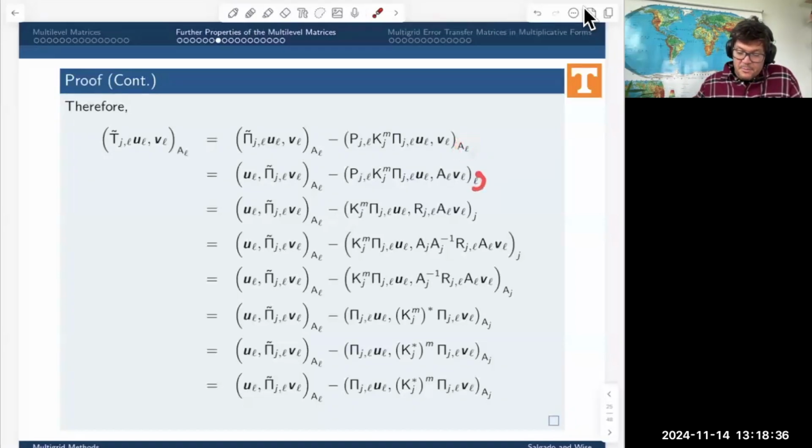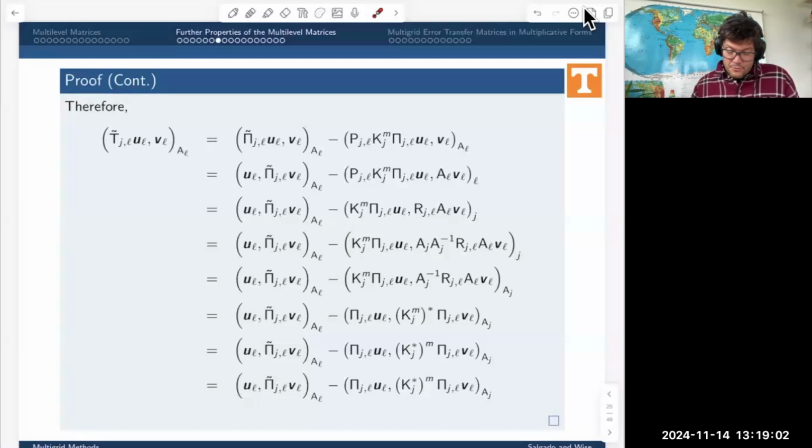We switch to the L inner product by introducing an AL, and we're going to put it over on the right-hand side. Then, of course, we do what you would expect. Move this guy to the other side. That ratchets the inner product from an L inner product to a J inner product. This becomes PJL transpose, but PJL transpose is RJL. It's the restriction matrix. Okay, what's next?